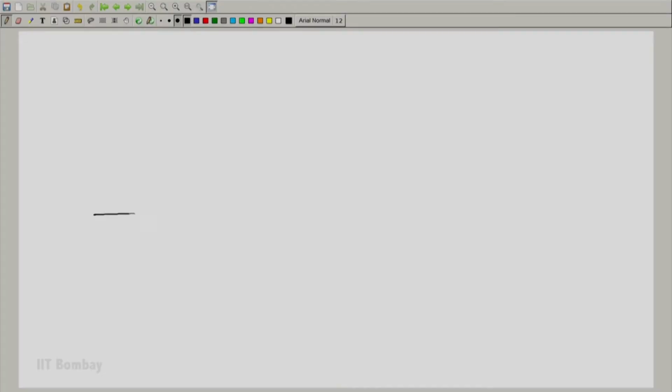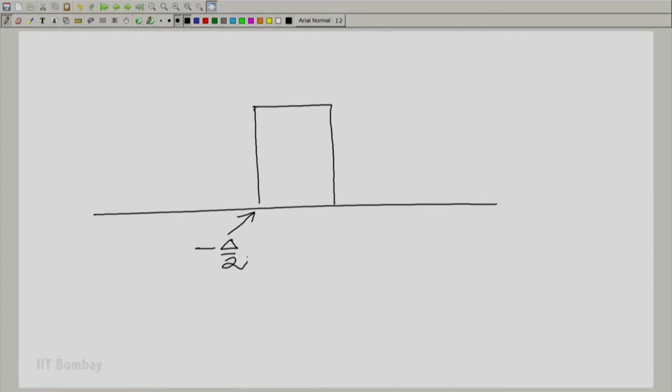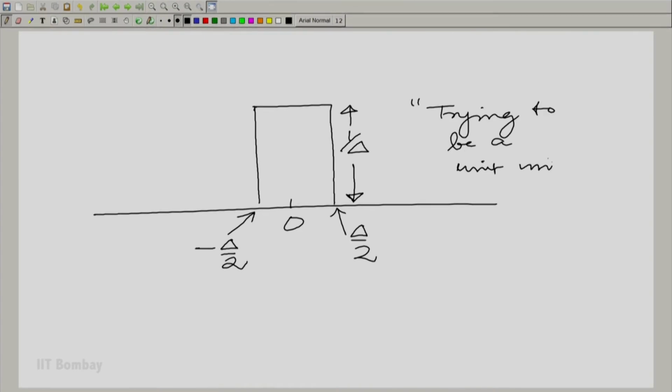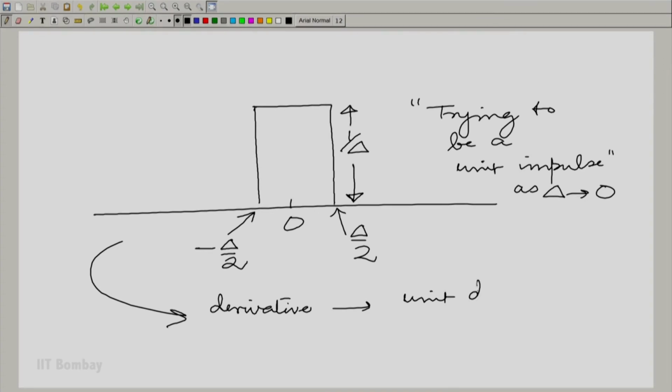You know why it is called a doublet, you also know what the doublet does. Now, where does the unit business come from? The unit business comes from the fact that you got this as the limit of the derivative of what was trying to be a unit impulse. Let me explain this to you again. So, what I mean by that is, this is trying to be a unit impulse as delta tends to 0. And when we take its derivative, we get a unit doublet as delta tends to 0.